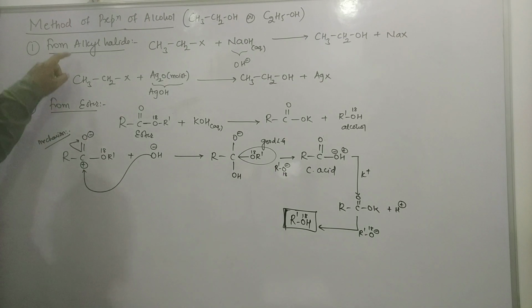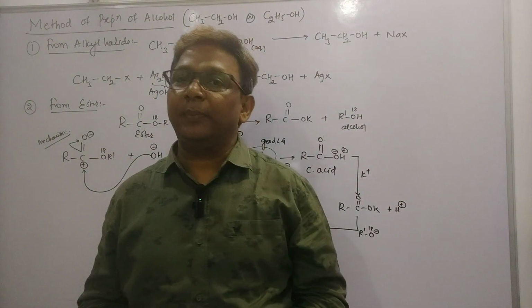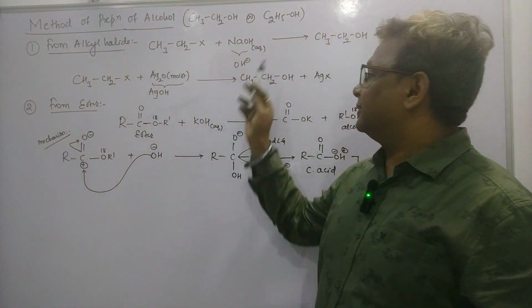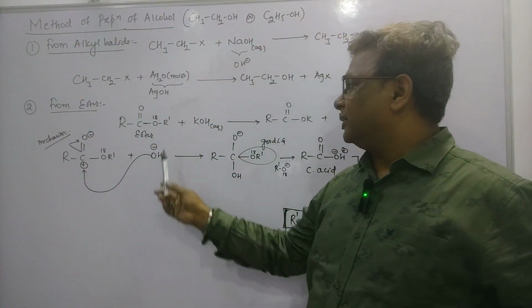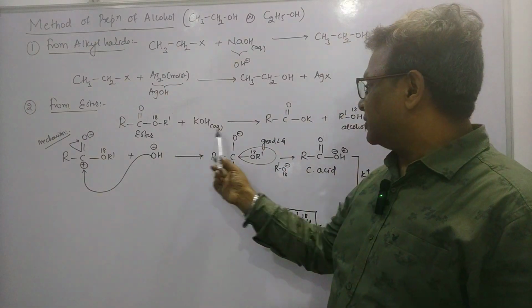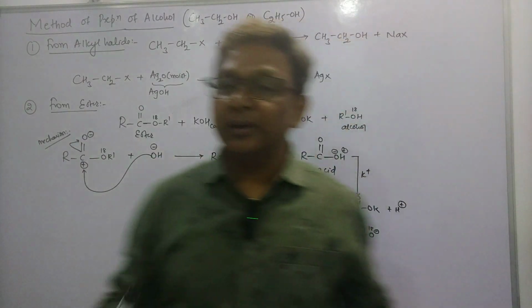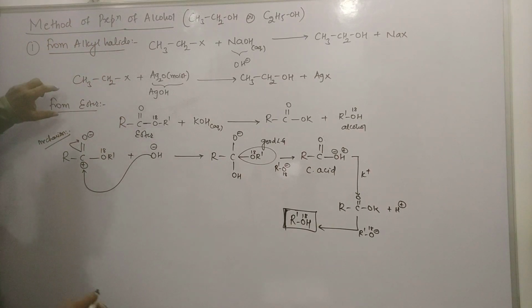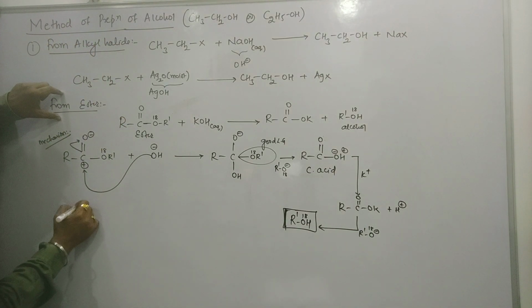So beta, these are the two methods. This alcohol can be prepared from alkyl halide. It can be prepared from ester. Means ester on hydrolysis with KOH gives rise to salt and alcohol. But one more way is that alcohol can be prepared from ester by its reduction.